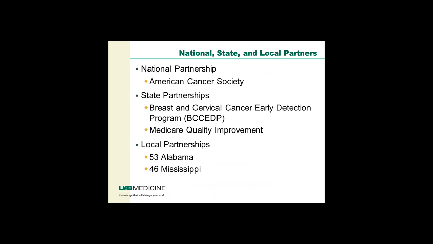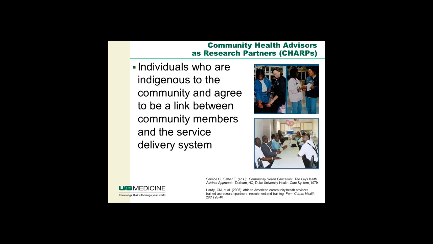So it included national, state, and local partners. At the national level, the American Cancer Society; at the state level, both in Alabama and Mississippi, the Medicare Quality Improvement organization and the Breast and Cervical Cancer Early Detection Program. And then there were other local partnerships, 53 of those in Alabama and 46 in Mississippi, that included smaller health departments, community-based organizations, civic groups, you name it. Folks who were saying, I'm interested and I want to be at the table, were involved in this larger partnership. And what was also the cornerstone of this initial infrastructure, and has permeated through the rest of them as well, is this idea of community health advisors as research partners.